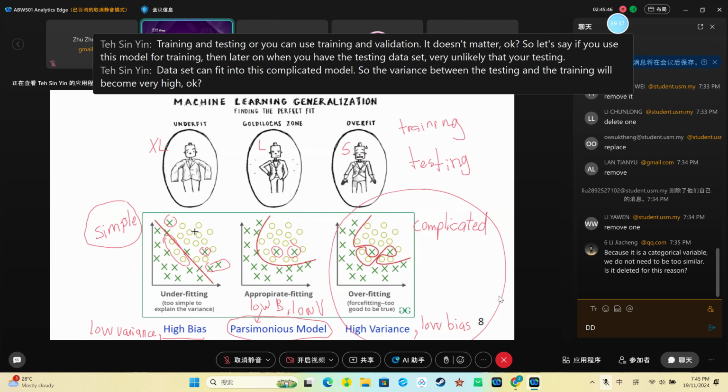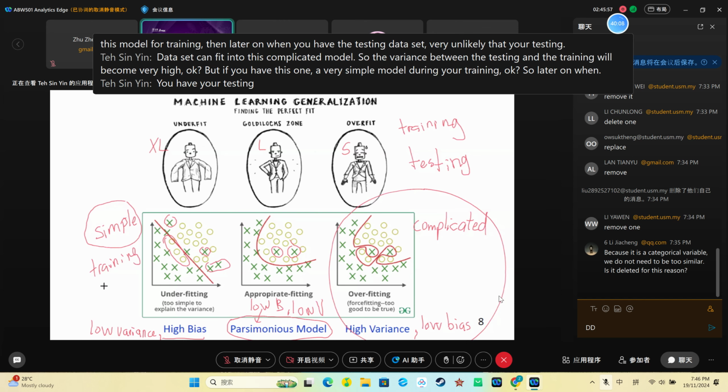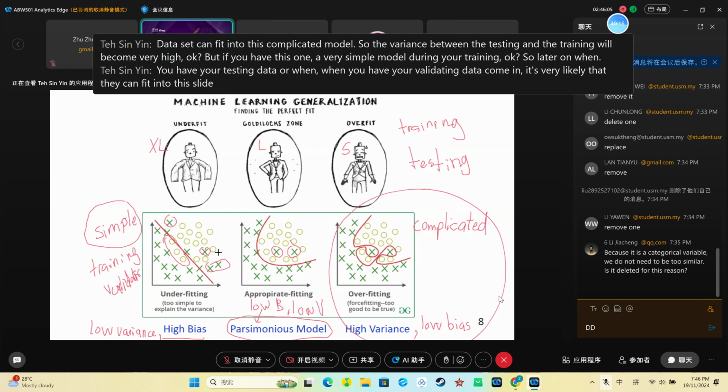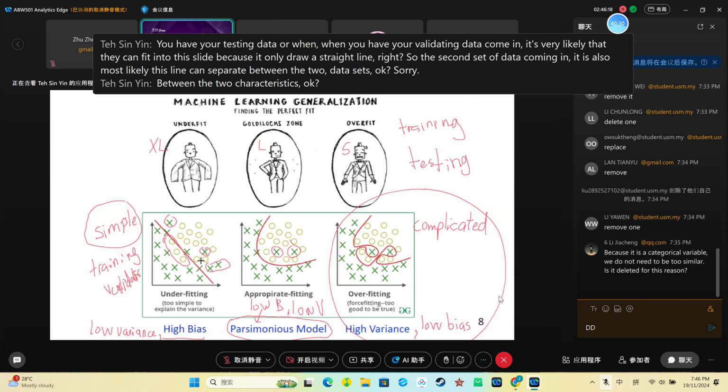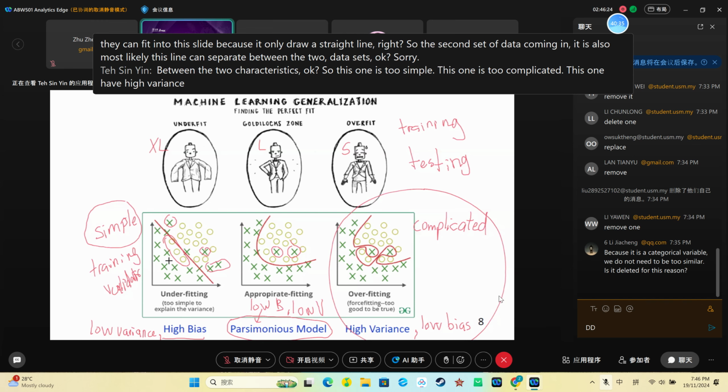But if you have a very simple model during your training, then later on, when you have your testing data or your validation data come in, it's very likely that they can fit into this line because you only draw a straight line, right? So the second set of data coming in, most likely this line can also separate between the two characteristics. So this one is too simple, this one is too complicated. This one has high variance. This one has low variance.